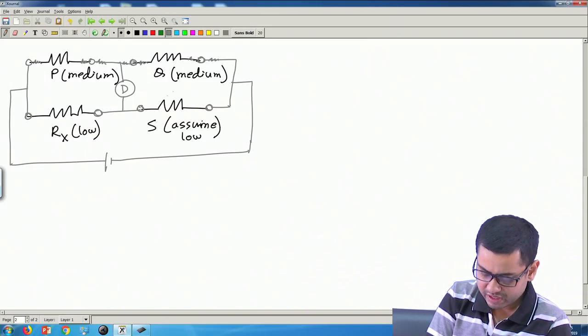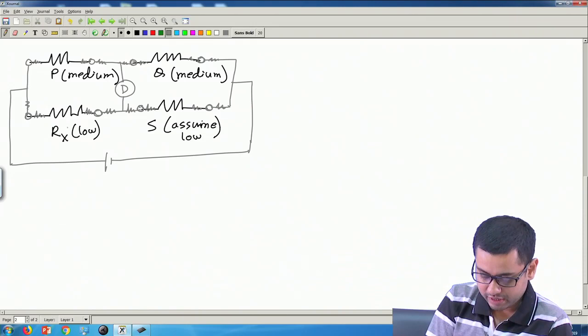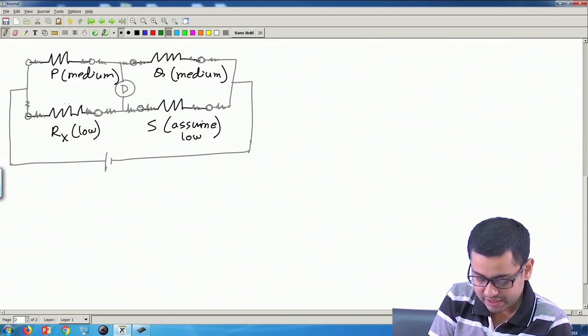But here, this contact resistance, okay, cannot be ignored because R and S are small, are low value. Okay. So therefore, this contact resistance is getting added to this actual value of R and the value of S.